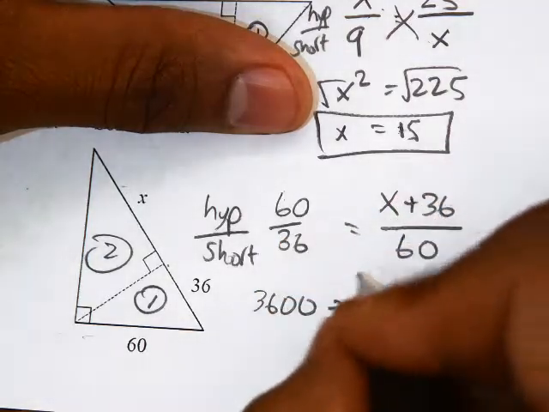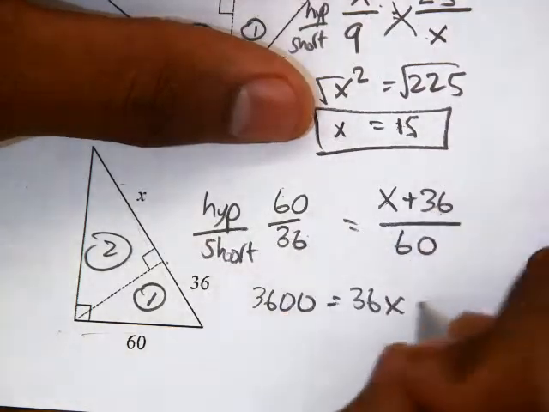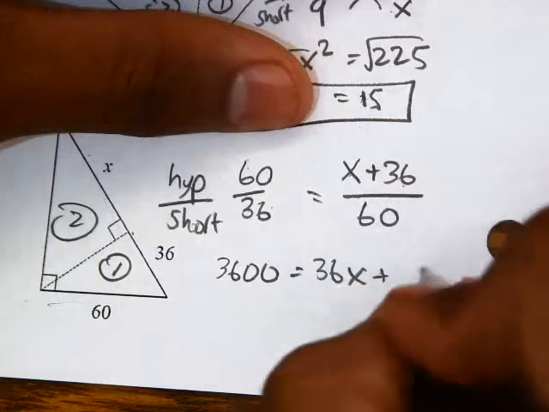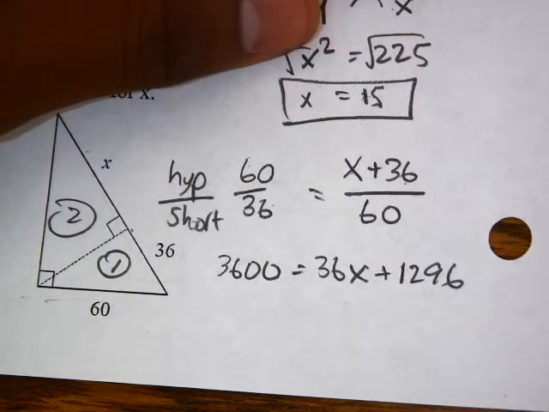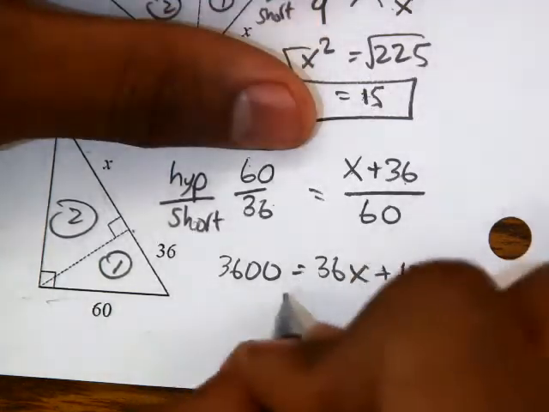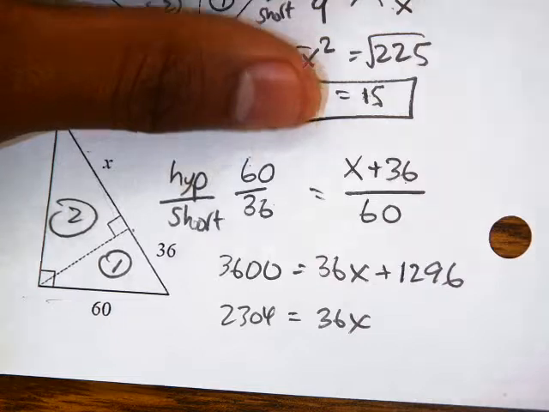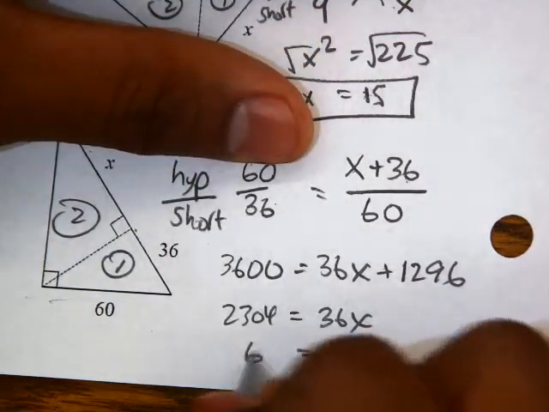36 times x is 36x. Distributing, 36 times 36 is 1296. Subtracting 1296 from both sides, I get 2304 equals 36x. Dividing by 36, I get x equals 64.